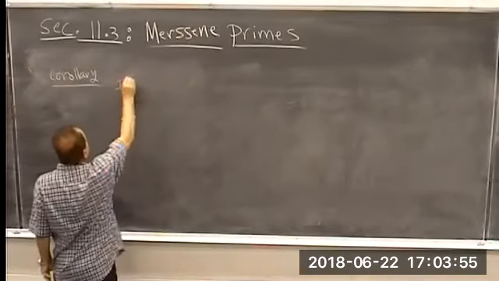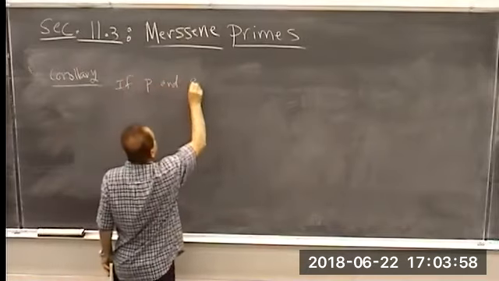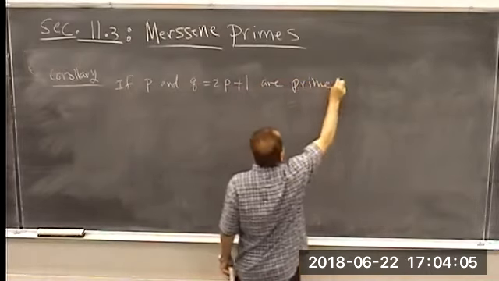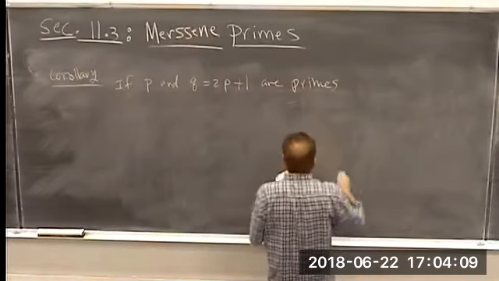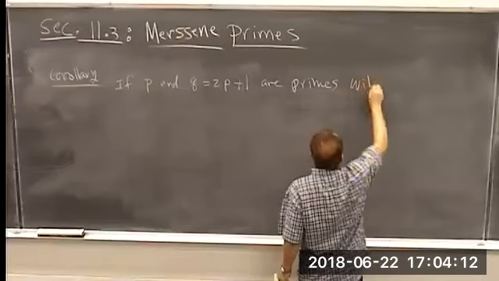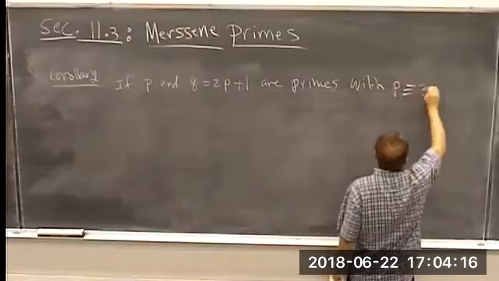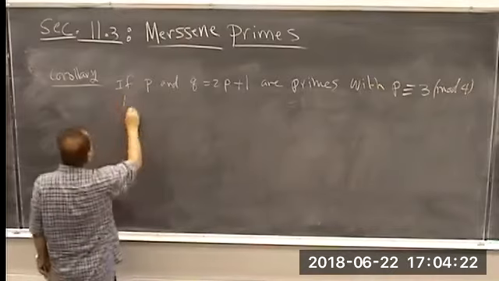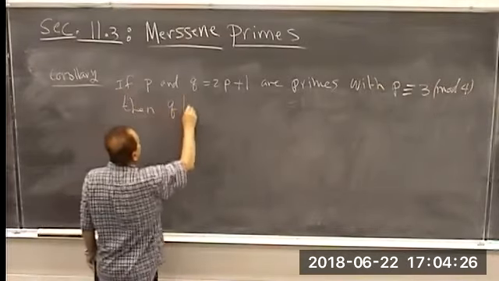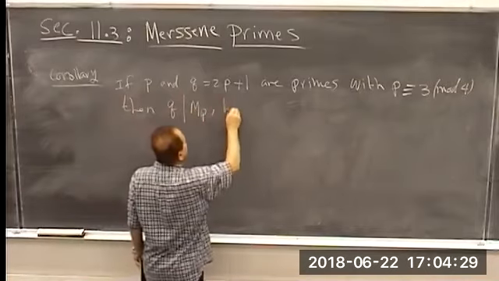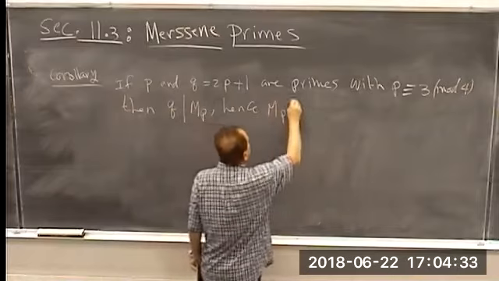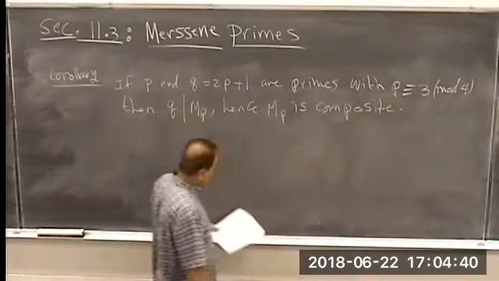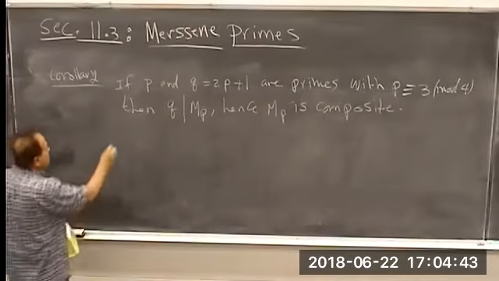If P and Q equal to 2P plus 1 are primes, with P congruent to 3 mod 4, then Q would divide M_P, hence M_P is composite. All right. Here's the proof.